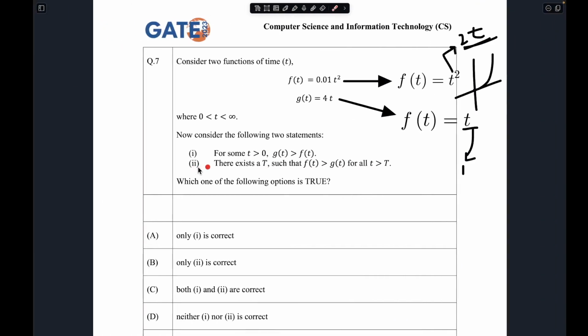And the second one says that there exists a t such that f of t is greater than g of t for all t greater than that t, right? So basically it is claiming that your f function is going to be greater than your g function after some magnitude t. So basically it is saying that as we increase the value of t, there would come a point after which your f of t is always going to be greater than g of t. Yeah, that is the behavior that we have observed.